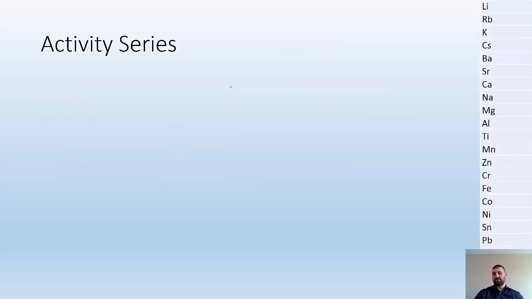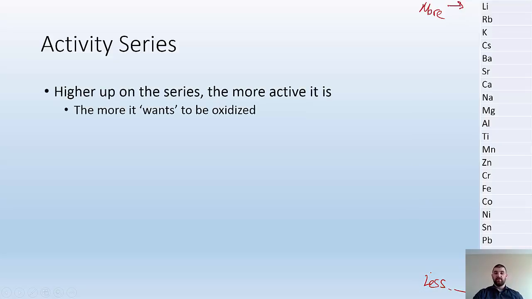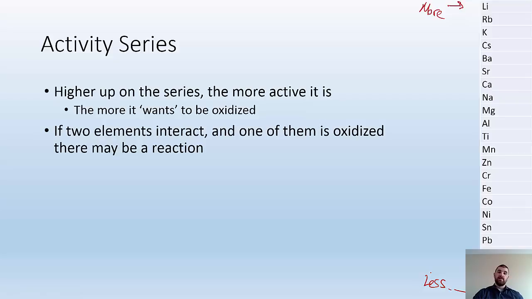I'll have this over to the right showing you right now. This is the activity series. At the top you have the more active stuff, the stuff that's more likely to be oxidized, and the stuff at the bottom is less likely to be oxidized. So the higher up on the series, the more active it is, the more it wants to be oxidized. If two elements interact and one of them is oxidized, there may be a reaction.